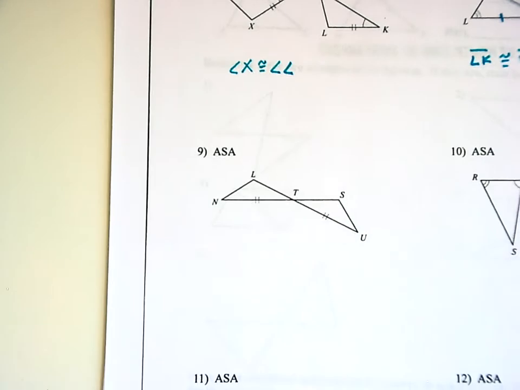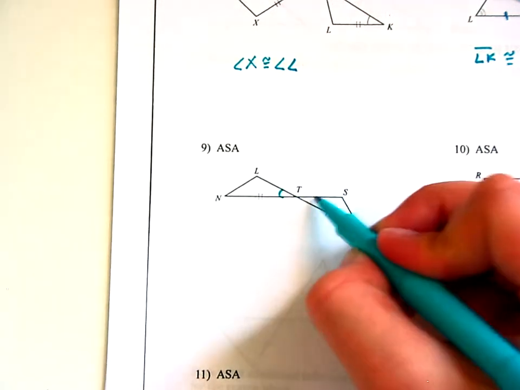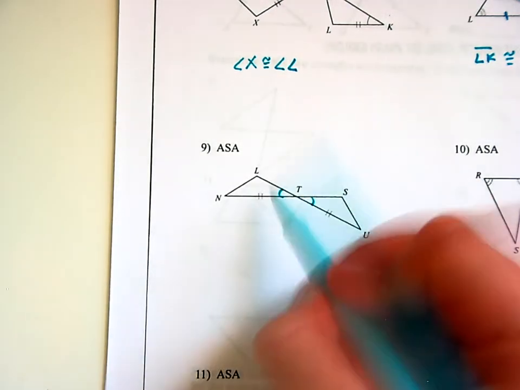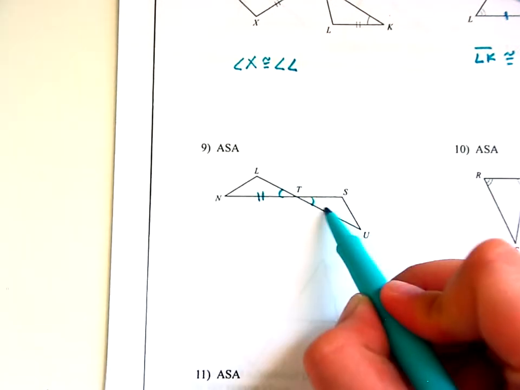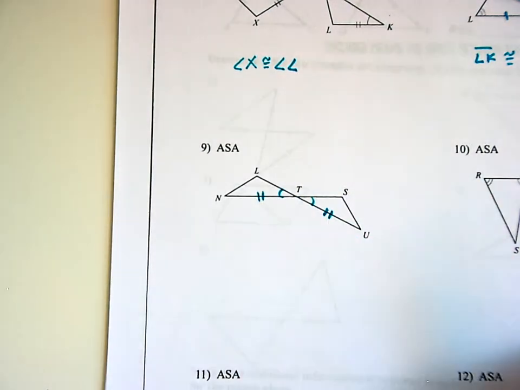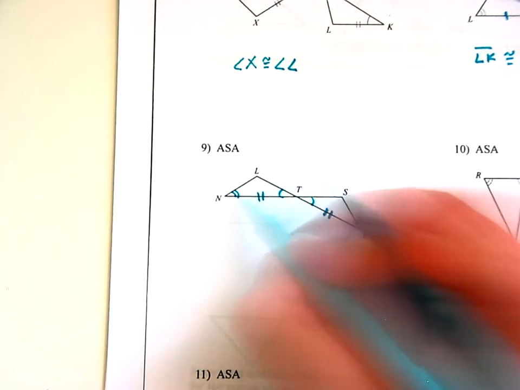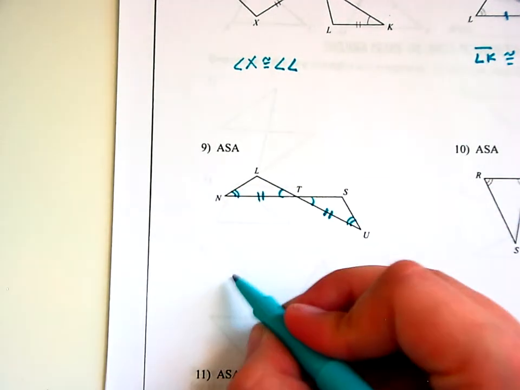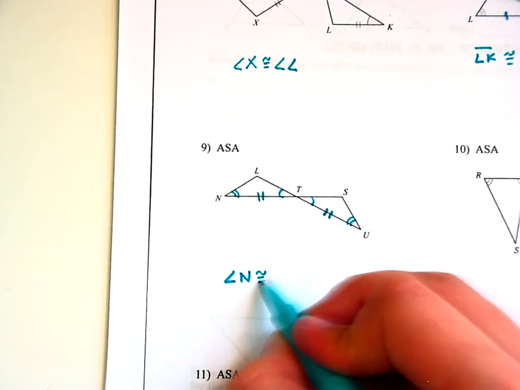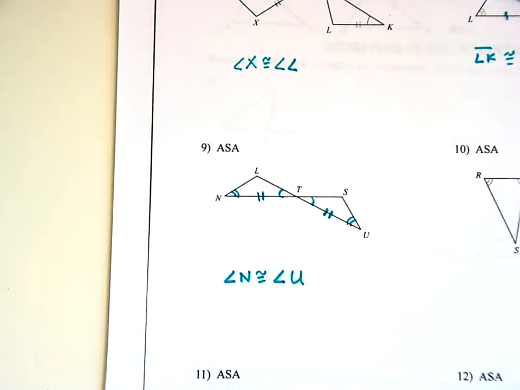Next one, we have vertical angles. They're not labeled, but we know those are congruent. We have sides right here. Those were marked with 2 lines. And then again, those sides have to be in between the two angles labeled. So we also need to know that these angles are congruent. So we need to know angle N is congruent to angle U. That's the missing information.